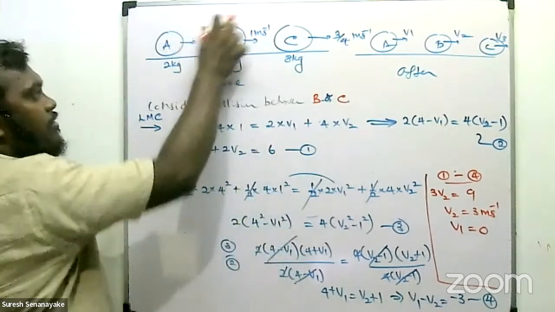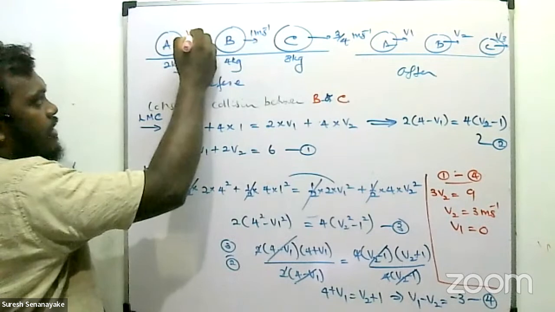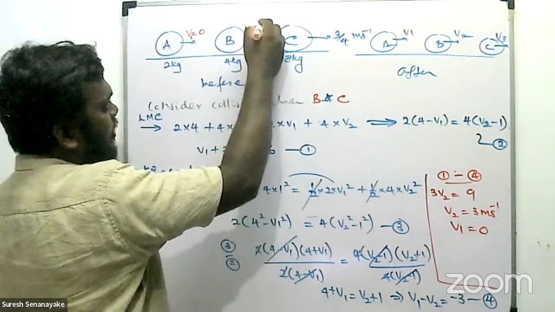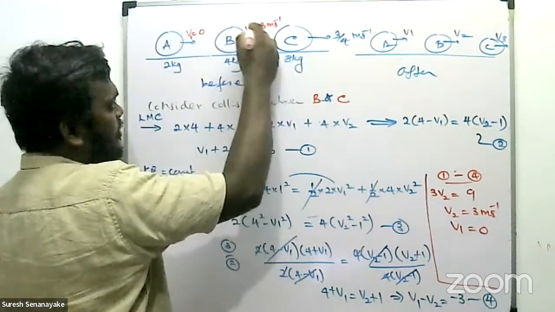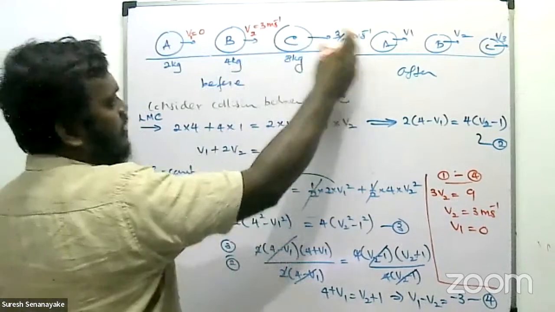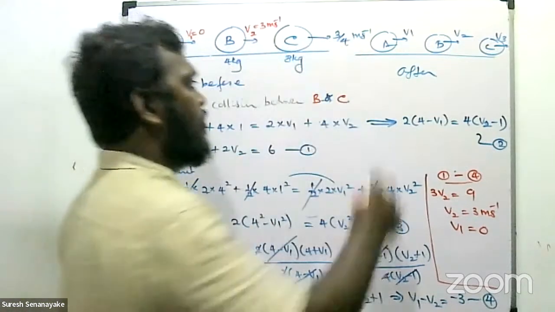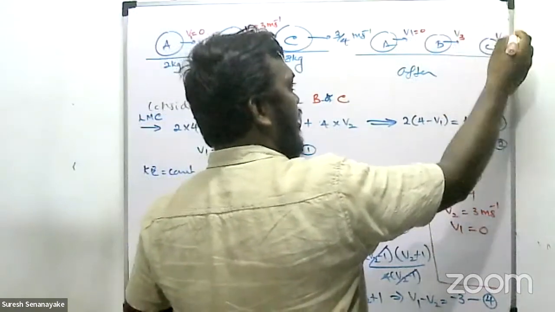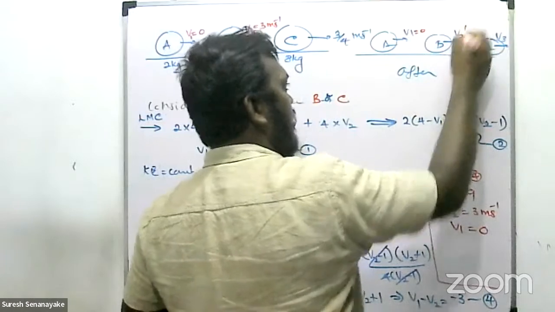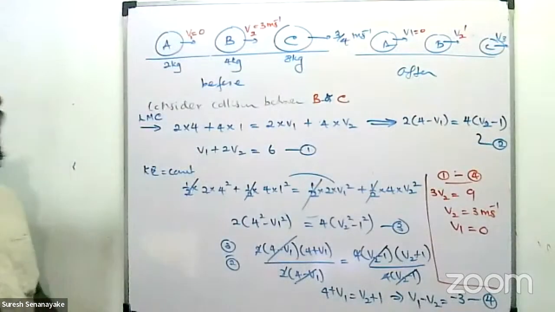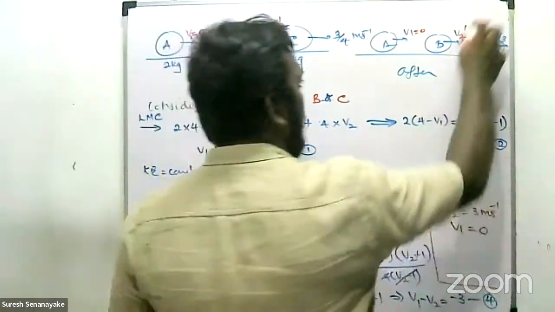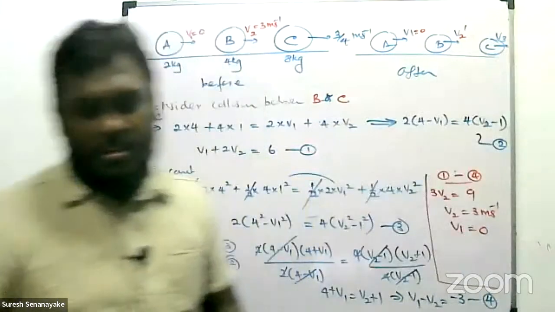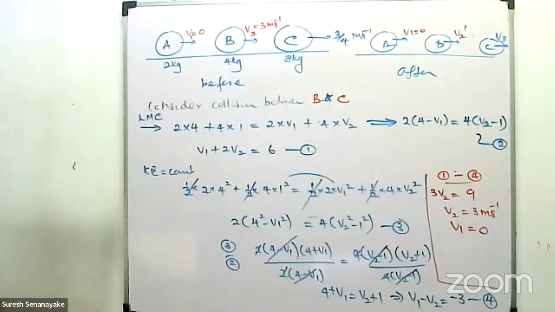I'll change this figure now. This V1 becomes 0. This is moving with the velocity V2, that is 3 meters per second, right? This one is already there, so this is 0 now. V3 is already there, this V2 dash I am taking. Sorry, it's V2 after the collision, and this will be V3. Let's see then what we need after the collision.